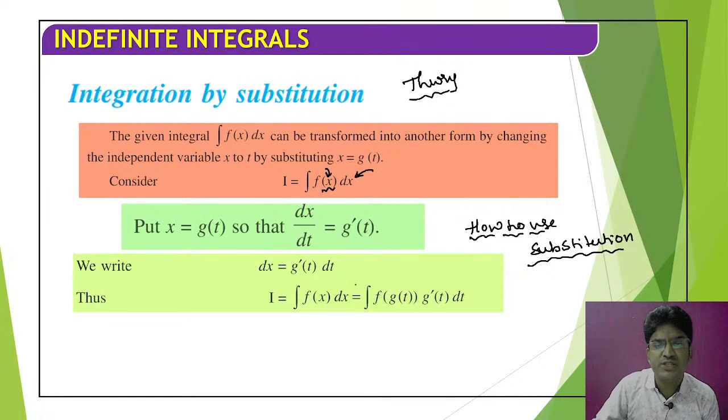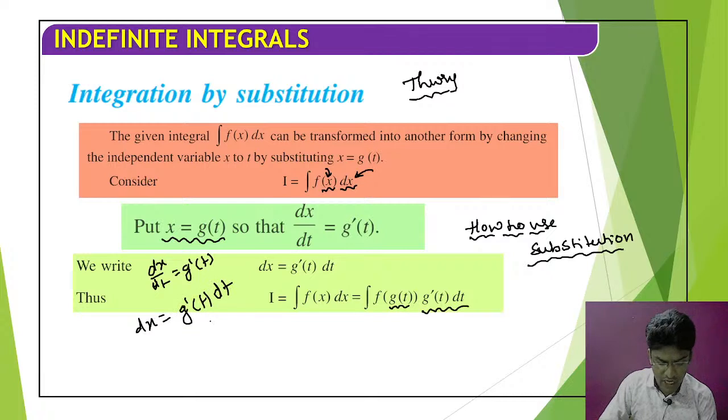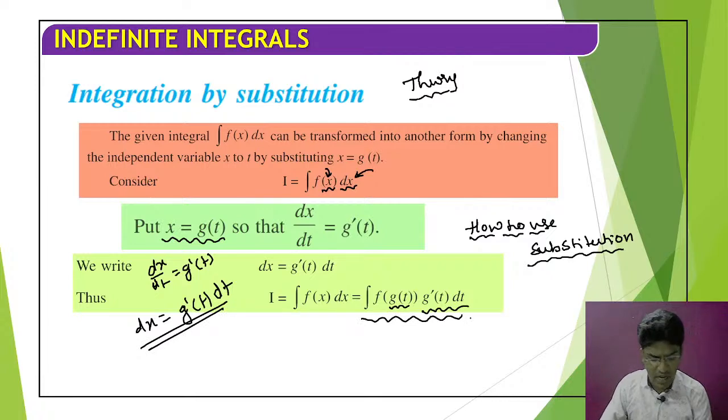In the place of x we write g of t, and in the place of dx we write g dash of t into dt. So if you want to write g dash of t into dt, you just say x is equal to g of t, that you have to differentiate. So it will become dx by dt equal to g dash of t. So dx is going to be equal to g dash of t into dt. Okay, so this you have to write in the place of dx, and you have to solve your integration.